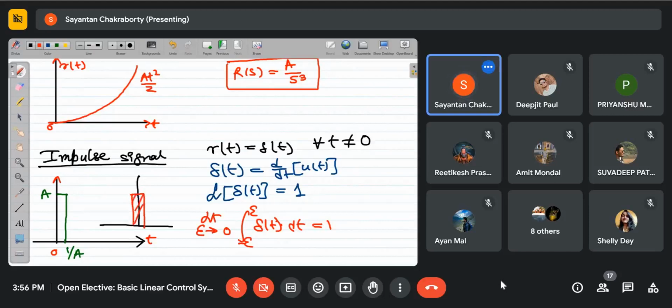The area, for epsilon tends to 0, should be equal to 1; then we call it unit impulse. Now, given this, let us conclude this class with the time response of first order systems. It'll take us 5 minutes more.